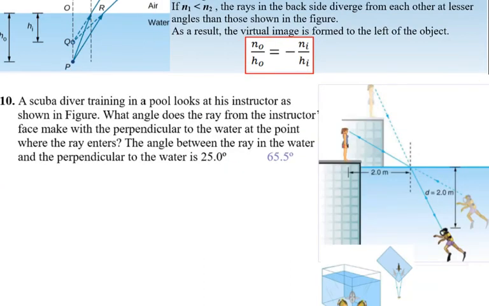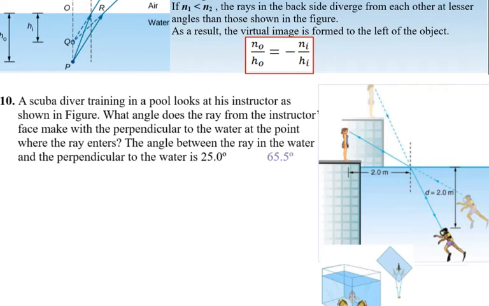So here's an example question. A scuba diver training in a pool looks at his instructor as shown in the figure. What angle does the ray from the instructor's face make with the perpendicular to the water at the point where the ray enters? The angle between the ray in the water and the perpendicular to the water is 25 degrees.